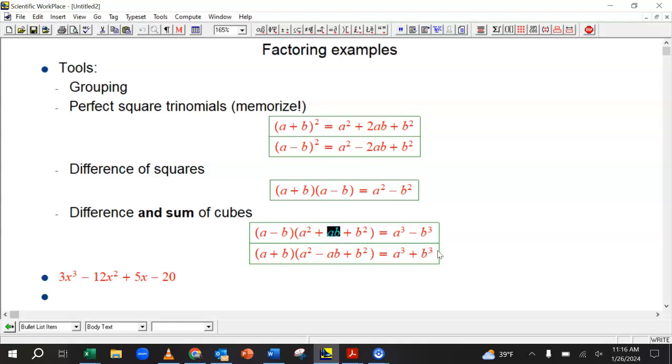And the very cool thing is that a sum of cubes factors as well. The minus signs switch. It's plus in the binomial and a minus in the middle of the trinomial. Sum of squares, no, doesn't have a factorization unless you go and use imaginary numbers. Okay, so using some of those tools, let's see how to do some of these.